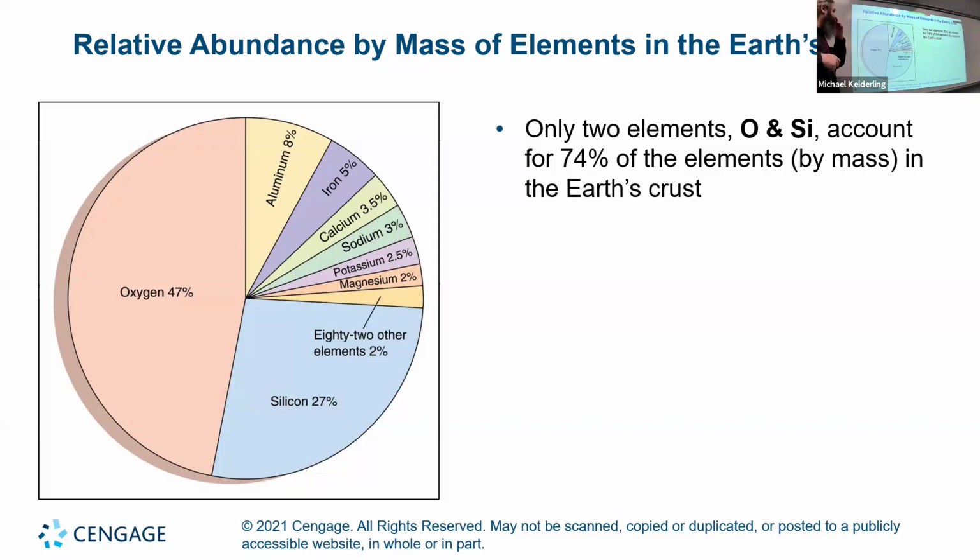The most common type of minerals involves silicon oxide, silicon and oxygen together. But most minerals that don't have silicon in them still have oxygen. That's why oxygen is by far the most common thing in the Earth's crust, because oxygen is very reactive. And then we have aluminum, iron, calcium, sodium, potassium, magnesium, and then everything else. 82 other elements.